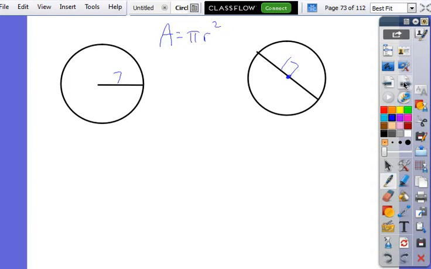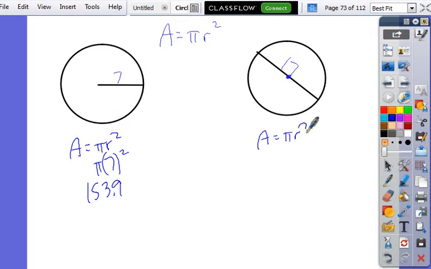All right, so for both of these, I'm going to use the same formula. Remember, circumference, we had the 2 different formulas. You don't have that for area. Area's got one formula only. So I'm going to do pi times 7 squared, 153.9. When I come to the second one over here, again, it's the same formula. So when they give me diameter, I've got to divide that by 2, 8.5, and then plug that number in. You'll get 227.